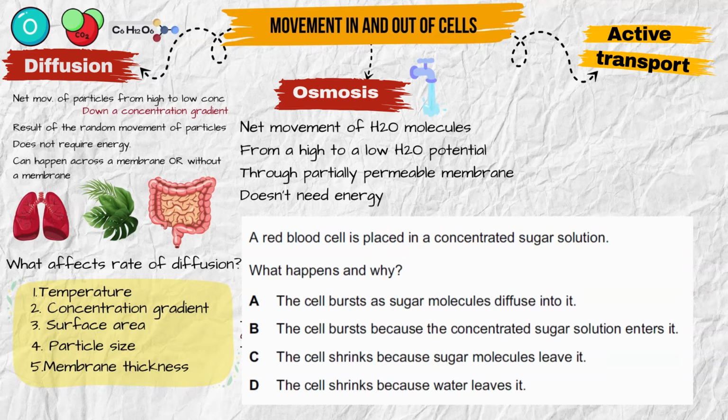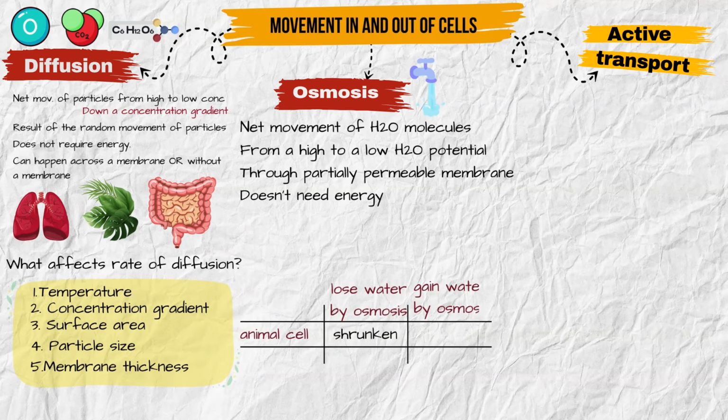Now flip the case. What if we put the red blood cell in pure water? Water will rush inside the cell by osmosis. The cell becomes swollen, and since it's an animal cell, it has no cell wall for support. So the membrane will rupture, the cell bursts. That's called lysis.